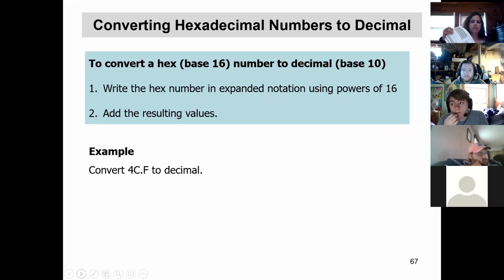Oh, I went too far. Hexadecimal 4C point F. You know, every time I see these, I feel like they look like Canadian license plates, but sometimes when they're grouped, but.